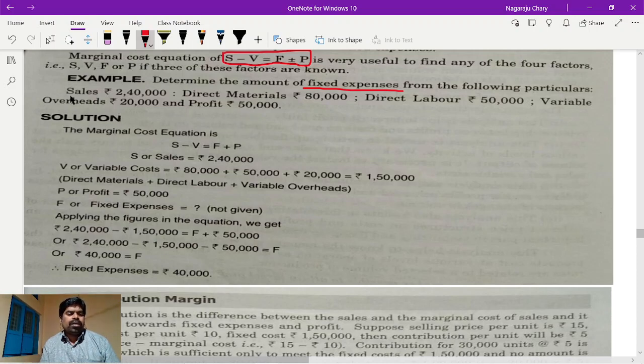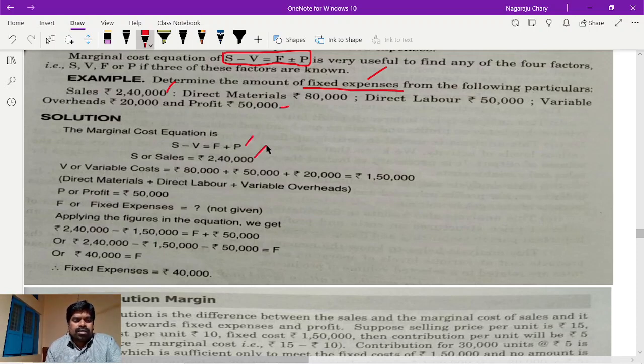So sales is one element, that is given. Direct material, direct labor, and variable overheads, these three elements are to be included in variable cost. And the other one is profit. So what we have to find out? Fixed expenses we have to find out. So that's why the marginal cost equation is like this.